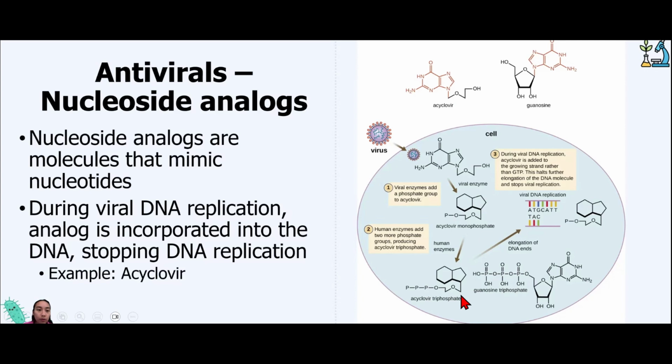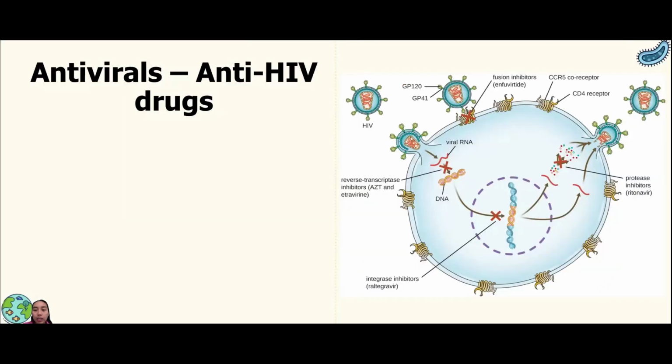So if you are infected with a virus and you take acyclovir, then when the virus is making more of itself, it will accidentally incorporate the acyclovir instead of the G nucleotide into its DNA. And that would stop DNA replication and hopefully, again, stop viral replication. So that's one of the more popular ones. There are also other antiviral drugs. These specifically are for HIV, but a lot of these drugs can be used for other viruses as well.